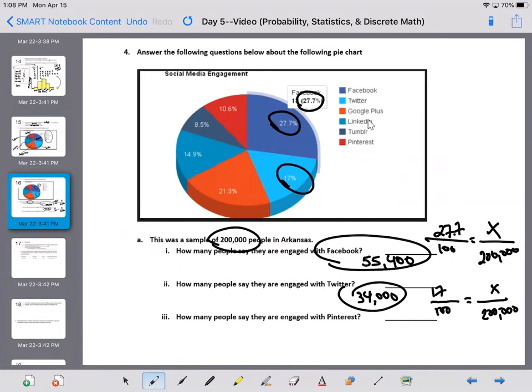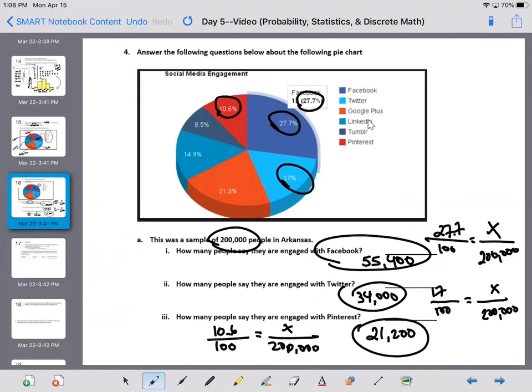And how many are engaged in Pinterest? So here's our Pinterest. We would say 10 6/10 divided by 100 is equal to X divided by 200,000. Do our cross products, and we would see that there's 21,200 people engaged in Pinterest. So that's 10 6/10 multiplied by 200,000, divided by 100.